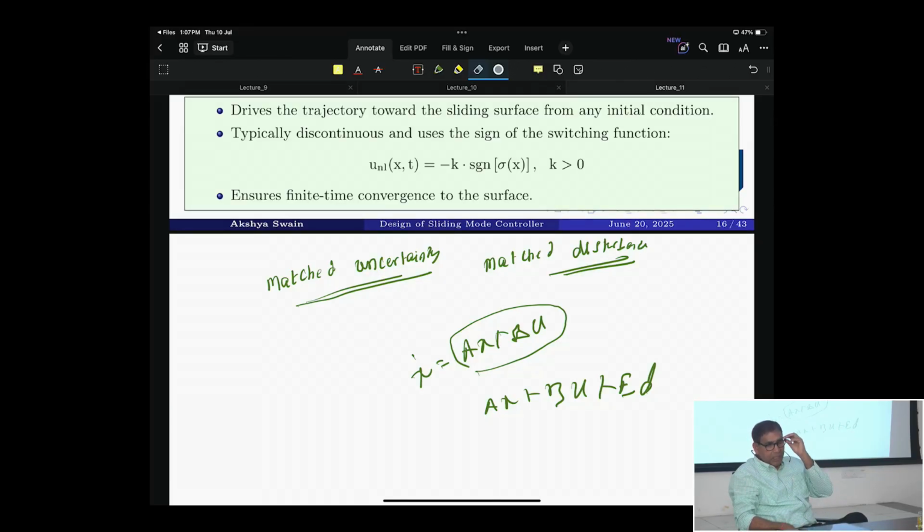Right? Any questions here? I'm not going to enter into the handouts in the assignment. I don't know what is there in today's assignment, but any questions? Understand the concept, clear? Sliding mode controller, what it does.